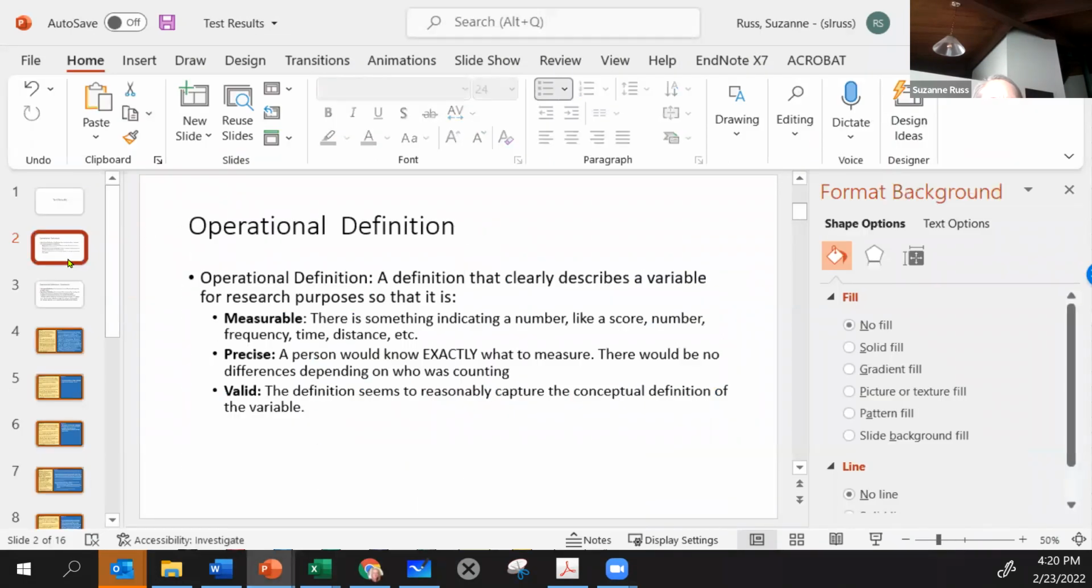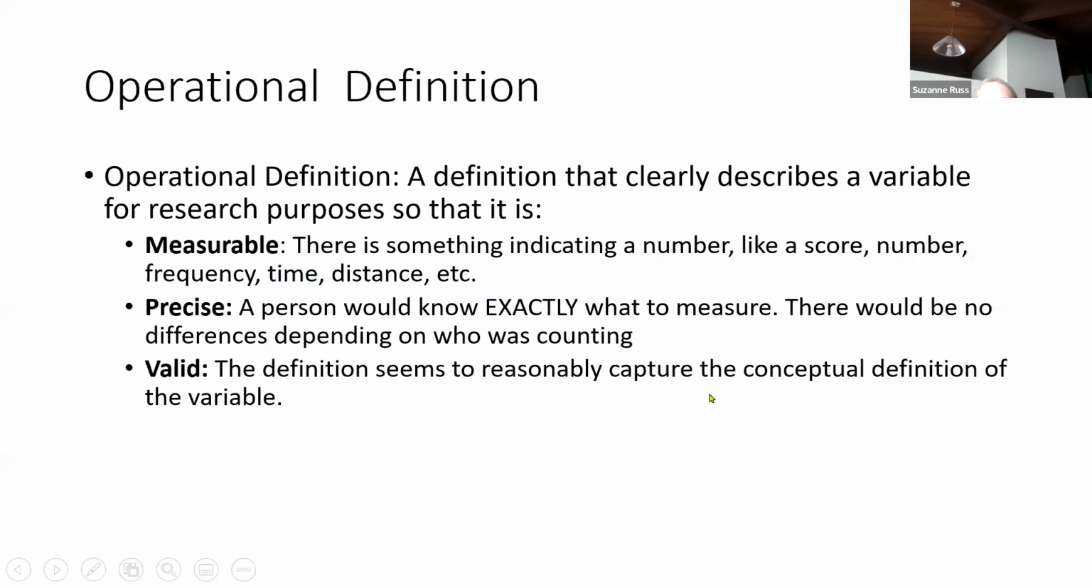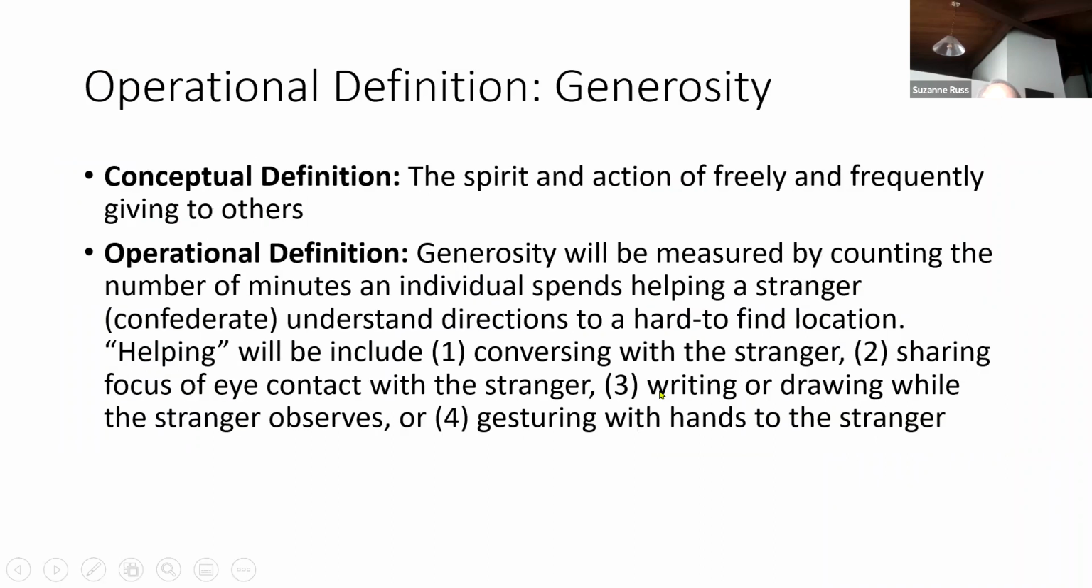So I have all of the answers up here, and I reminded you of what an operational definition was. When I wrote that question, I was thinking I'd see something like this. You didn't even have to put the conceptual definition. I think one or maybe more of you did, which was good. But the operational definition, I thought I'd see something like this. We'll be counting the number of minutes an individual spends helping a stranger, who would be a confederate, understand directions to a hard to find location. So we're going to have a confederate who's pretending to be lost and confused, and they're having trouble. And how long does a person spend helping them?